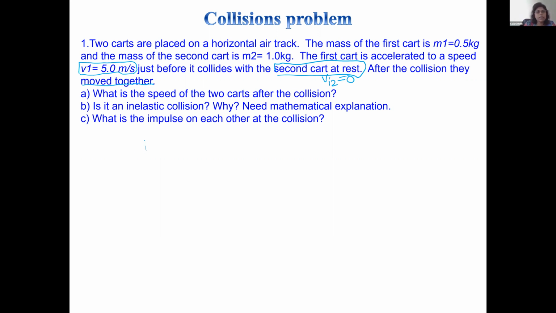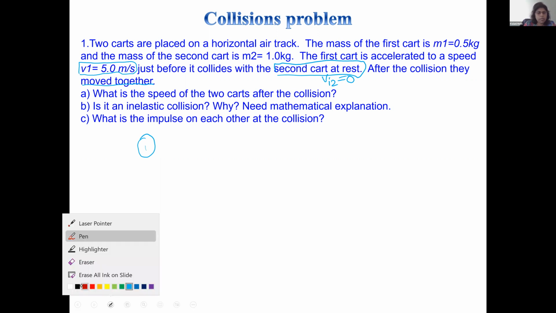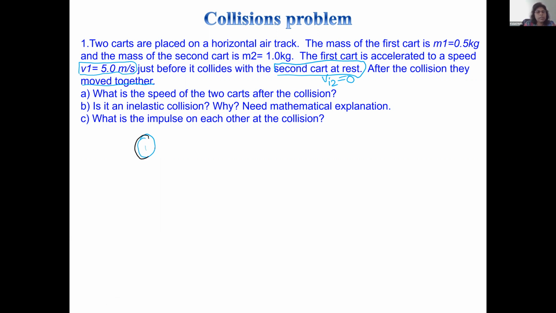What is happening is you have one object with V1. I'm going to probably change the color here. You have one object, that is my M1 object, right? That is moving in this direction. I'm going to draw the velocity here. V initial of the first object is given as 5 meters per second.